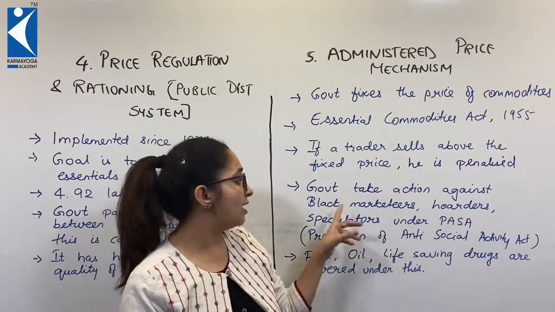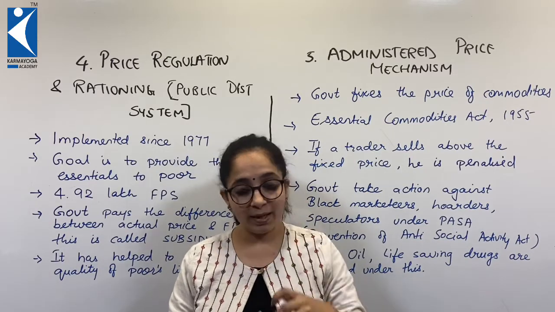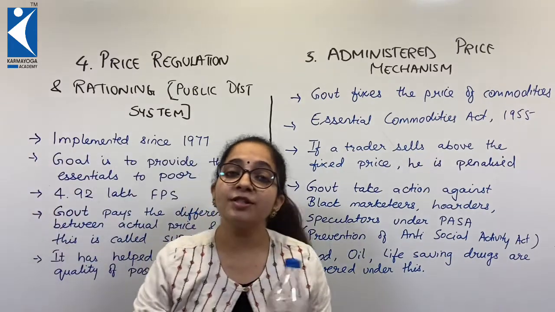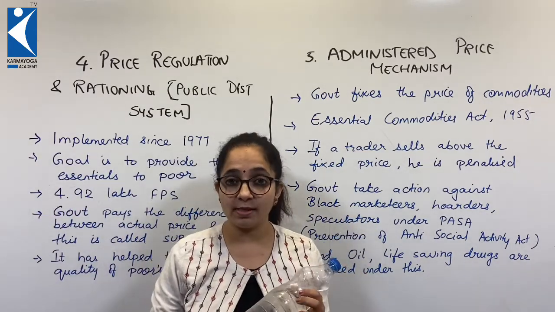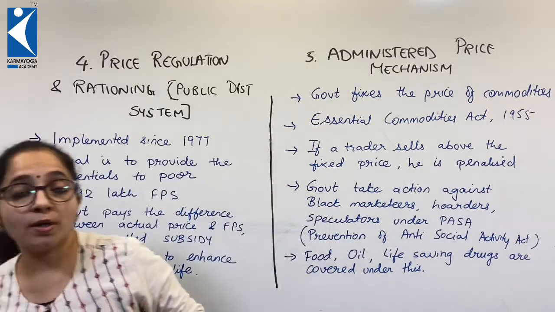The government takes action against black marketeers. Now who does black marketing? Black marketing is, for example, the MRP of this water bottle is 20 rupees, and if it is sold for 35 rupees, then that's wrong. That's black marketing, charging more than the MRP.